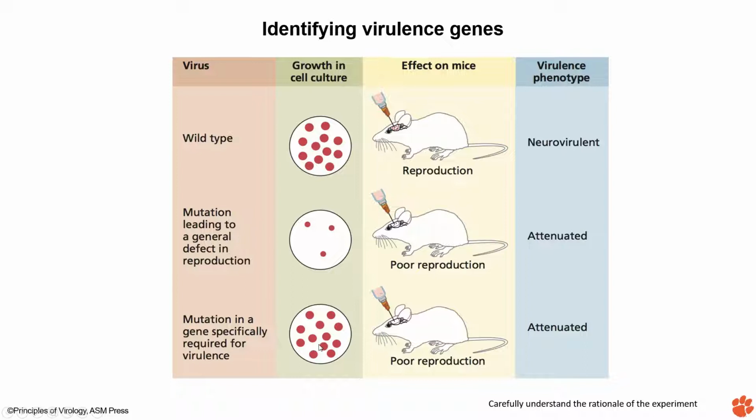The third one is the one which is important. Here you made a mutation in a gene specifically required for virulence, and you can see right here that it grows perfectly in cell culture, just like the wild type. Now, if you inject that into the mouse brain, you do not see any neurovirulence. This is attenuated. If it grows perfectly in cell culture but not in the animal, this is your attenuated strain, and you have found your gene responsible for virulence, not the second one. So just understand that we can have some critical thinking questions on these experiments, about what to conclude.